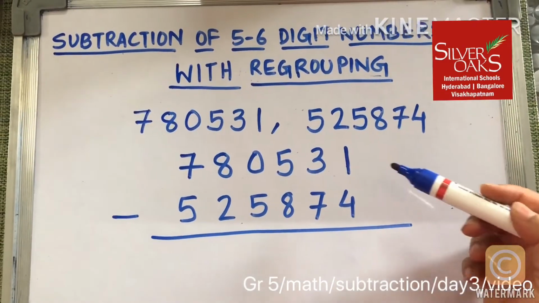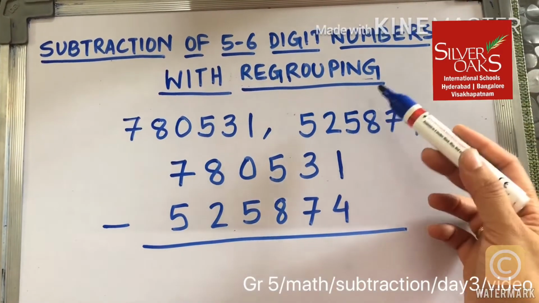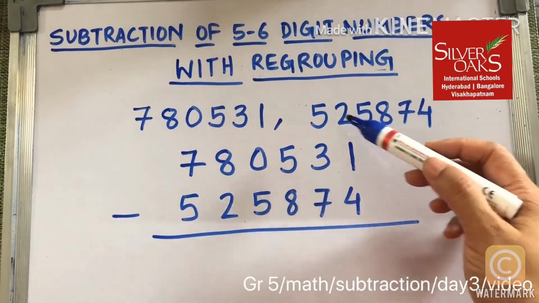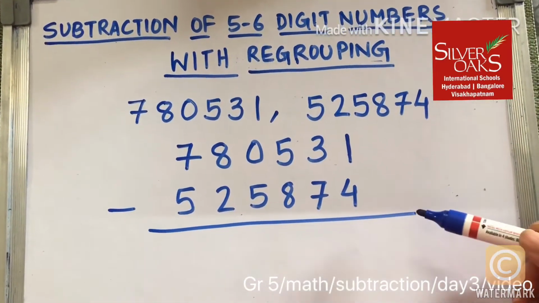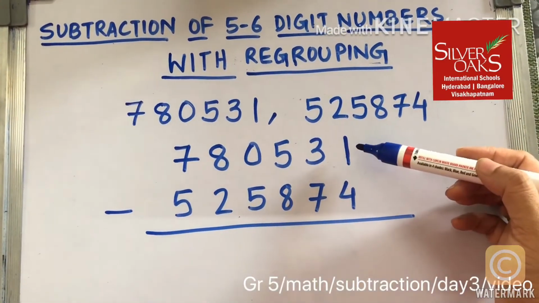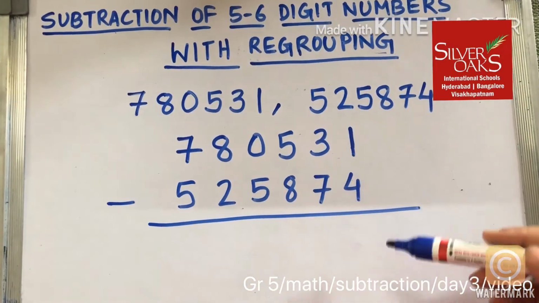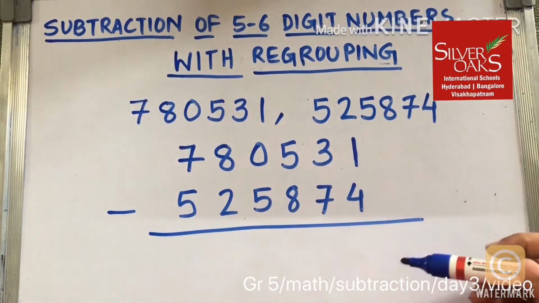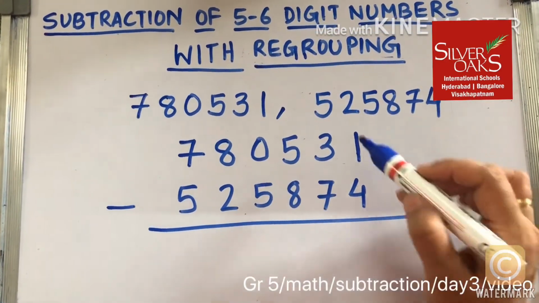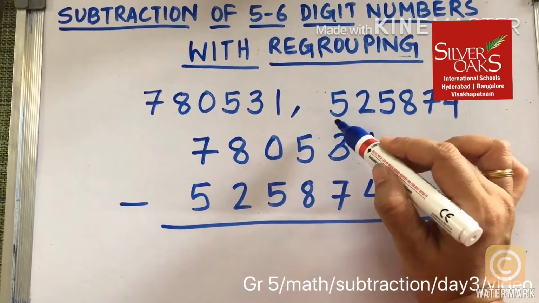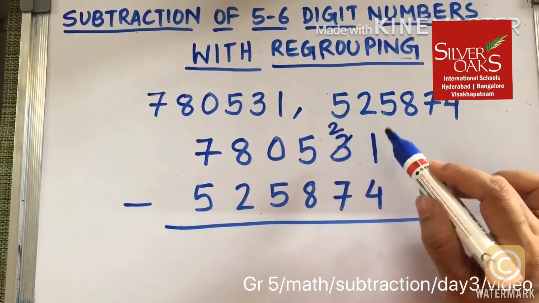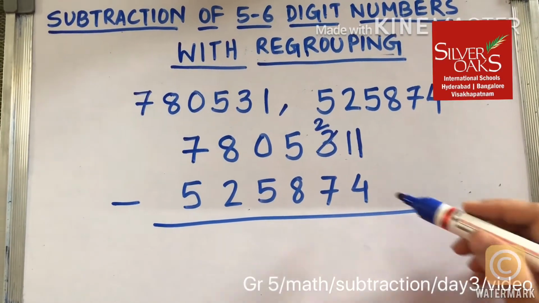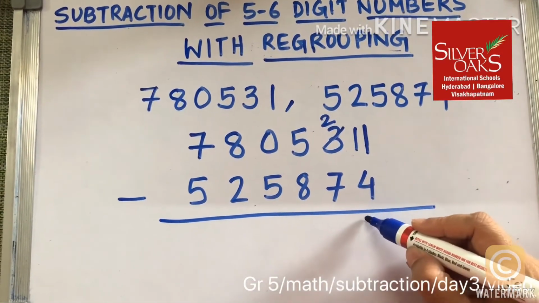Let us understand subtraction with regrouping with one more example. I have taken here two 6-digit numbers and I have arranged the larger number above and the smaller number below it. Now let us start doing the subtraction. Can we do 1 minus 4? No. So I borrow from 3. 3 becomes 2 and this is 11 in the ones place. 11 minus 4 is 7.